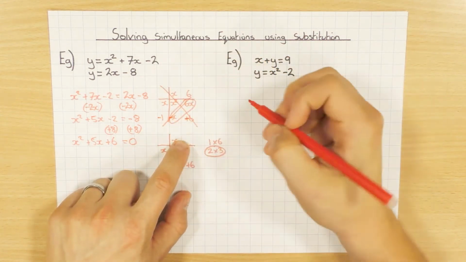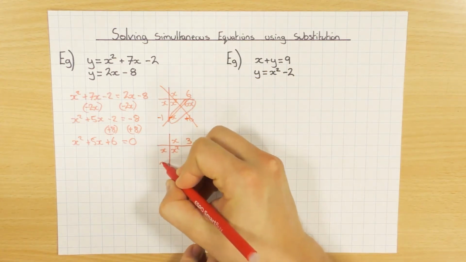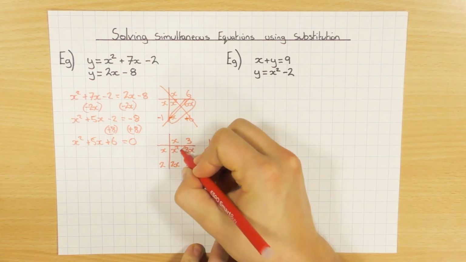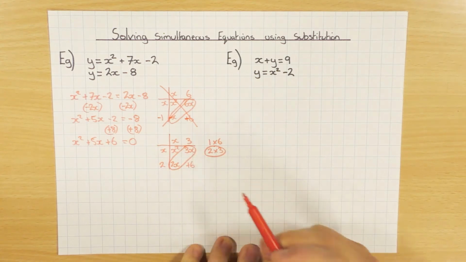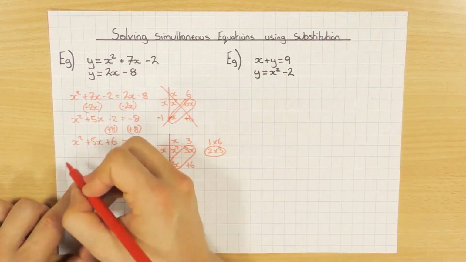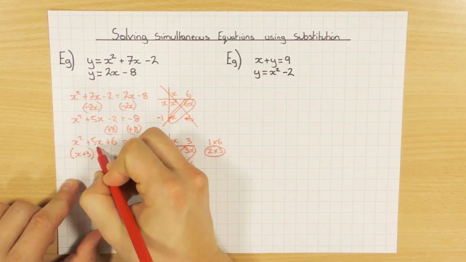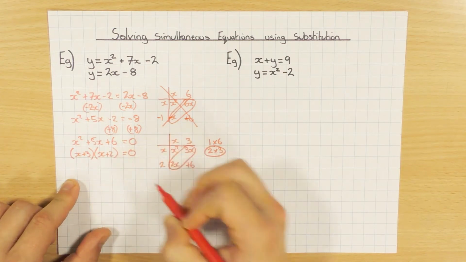So that one is wrong, and as I said, it's going to be this one here where it's 3 and 2, which gives you 3x and 2x, and when you simplify it, you get 5x, and 2 times 3 is 6. So that's the one that we want. So I'm going to now go back to my question and put x plus 3 into brackets, x plus 2 into brackets, and that's equal to 0.